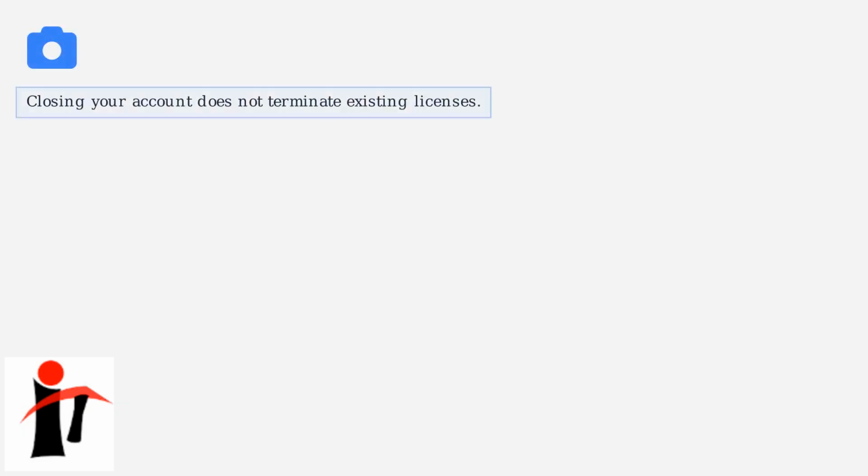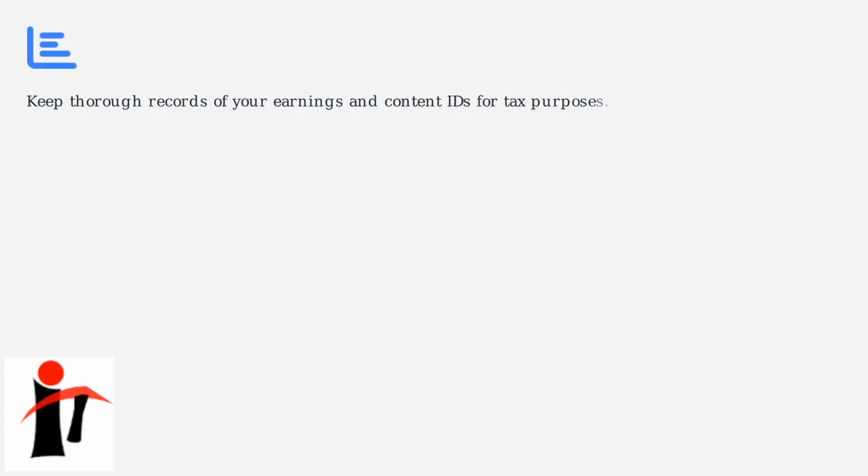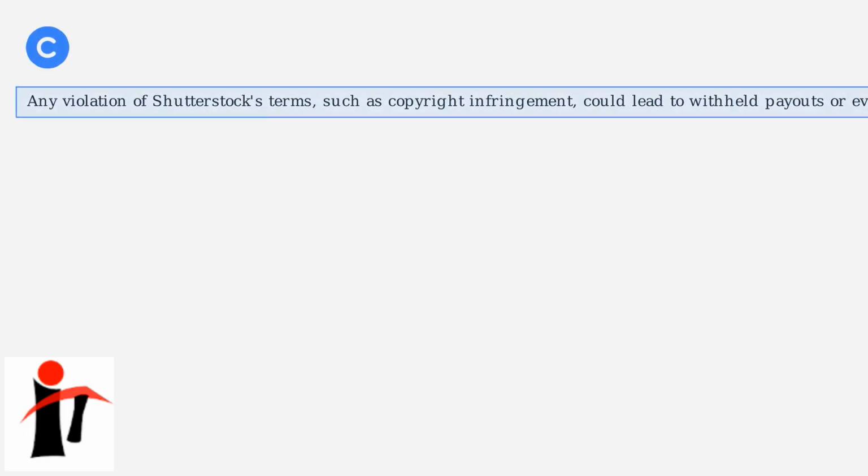Before you finalize your decision, there are a few crucial things to consider. Remember that closing your account does not terminate existing licenses. Clients can still use content they've already purchased. Keep thorough records of your earnings and content IDs for tax purposes. Any violation of Shutterstock's terms, such as copyright infringement, could lead to withheld payouts or even legal action.